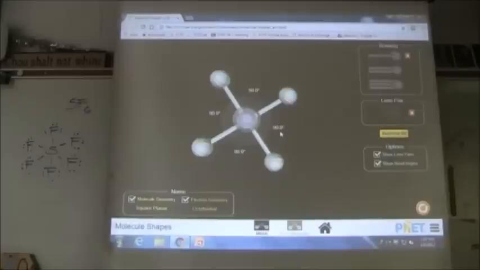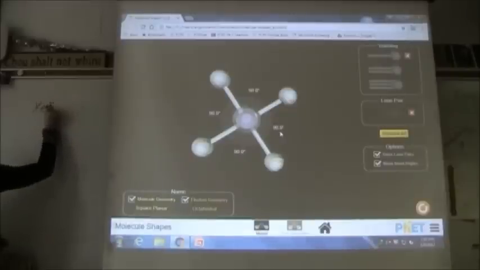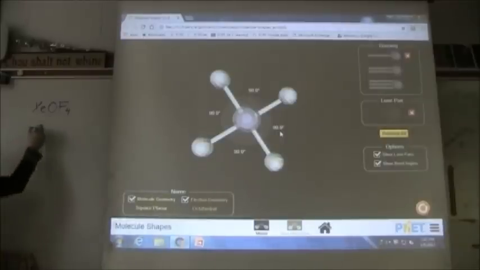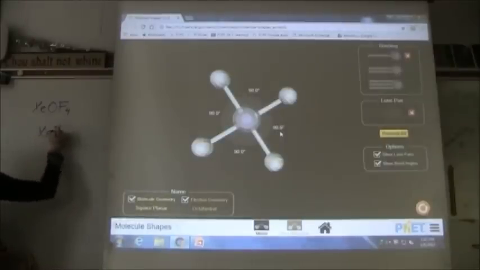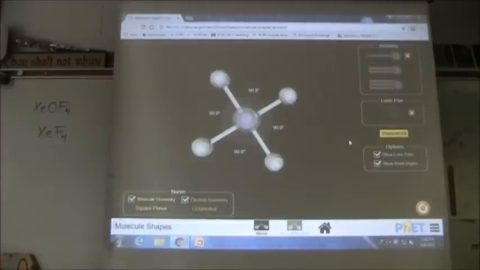I'm sorry? No, I can give you some examples. Here's an example for square pyramidal. Here's an example for square planar. Beyond that, they can't find any out in nature. Okay? So you're not responsible for knowing them.